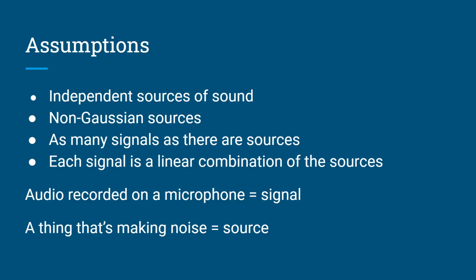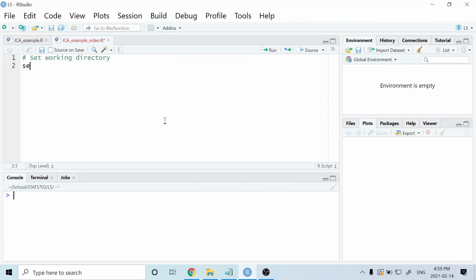First, we'll try a simple example in R where we take two sounds that are actually completely unrelated, and we'll verify that this works. Next, we're going to do a real-world example and put ICA to the test. So the first thing I'm going to do is set my working directory to the location on my computer where the files that I'm going to be working with are saved.